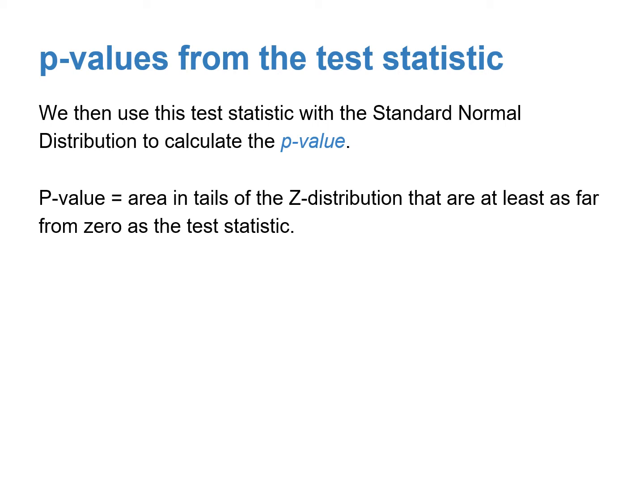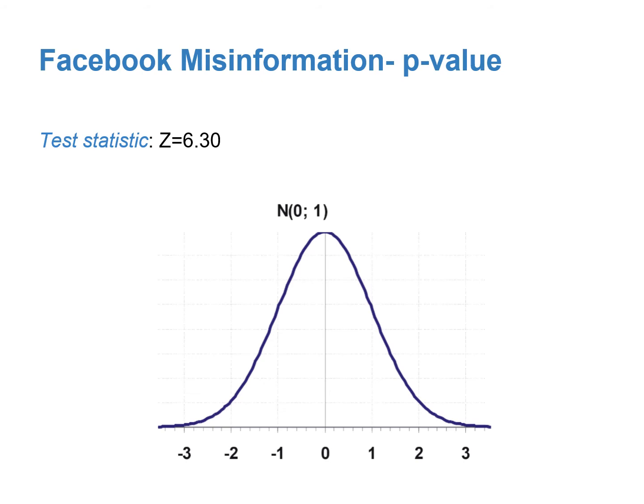So in our example, let's find the p-value for our Facebook misinformation example. Remember, our test statistic had the value z equals 6.30. I'm going to start by thinking about my alternative hypothesis. My alternative hypothesis, remember, is that p is different from 0.5. Since I have a not equal to sign here, I'm going to be doing a two-sided test.